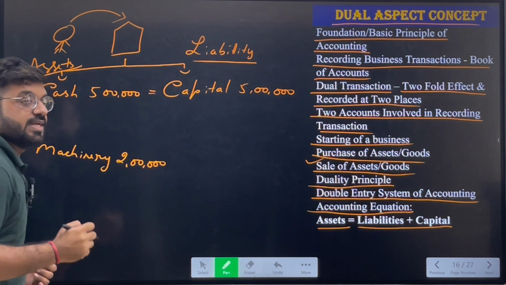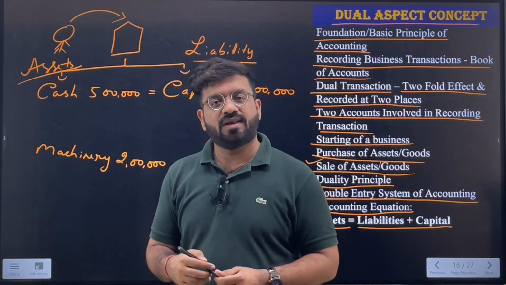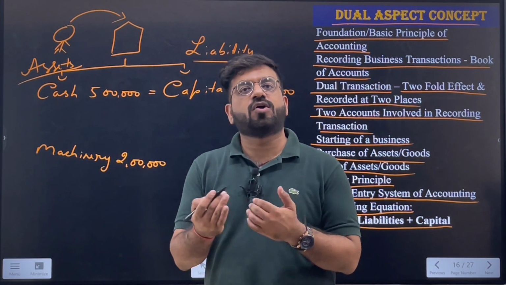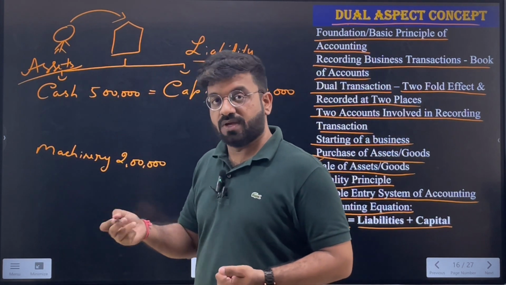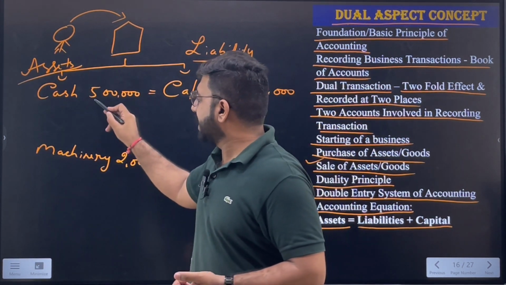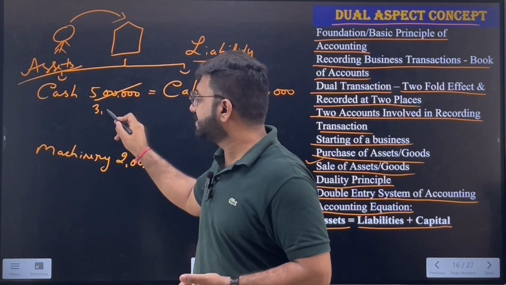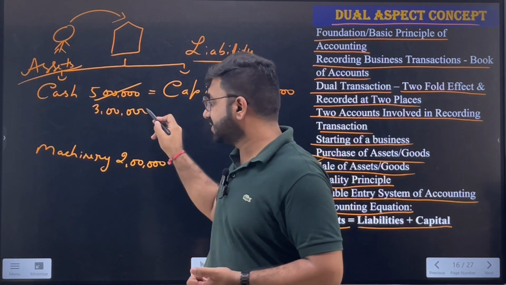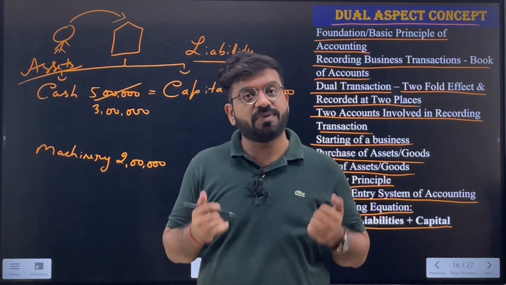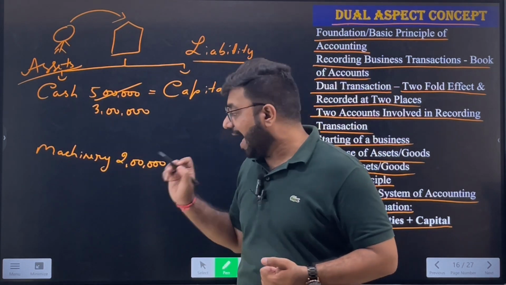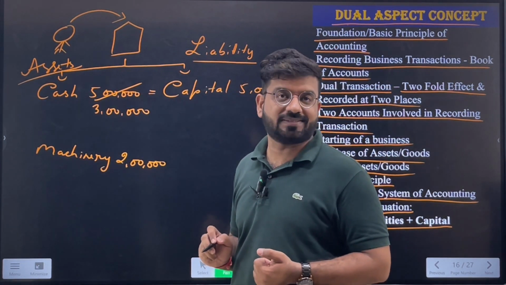Now, if I am purchasing a machinery for rupees 2 lakhs, can you please tell me exactly what would have happened? Obviously, my cash would have gone in order to purchase that machinery. So my cash would have reduced to rupees 3 lakhs. If I want to purchase a machinery, I will have to pay cash. The amount I am paying is 2 lakhs, so the remaining cash in the business will be only 3 lakhs. And I will have a machinery of 2 lakhs.